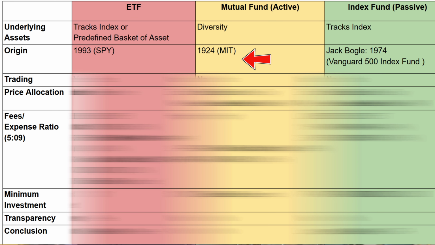Now, as you know, a mutual fund is an actively managed fund. So the fund manager plays a vital role in the success of the mutual fund, where they can rebalance or mix and match whichever way they want. Due to this, the fees are a little higher in mutual funds, and they kept rising after 1924.